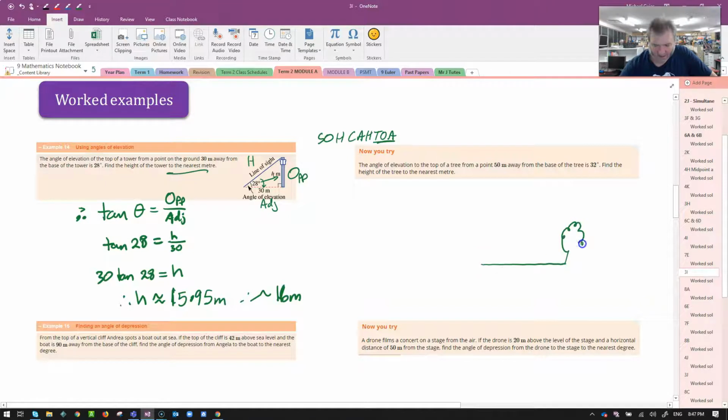Here's my tree. I'm an amazing artist, as you would imagine. 50 metres away.